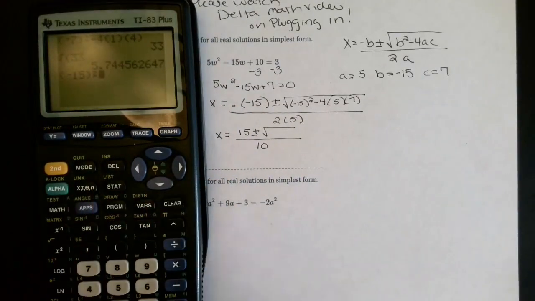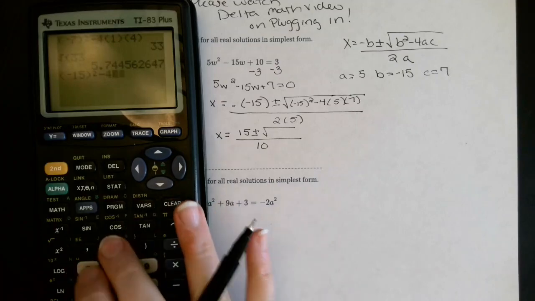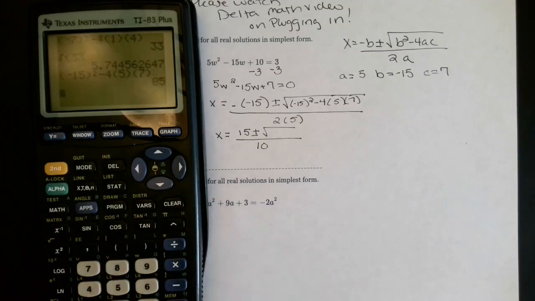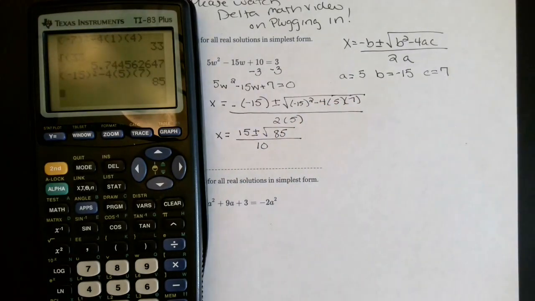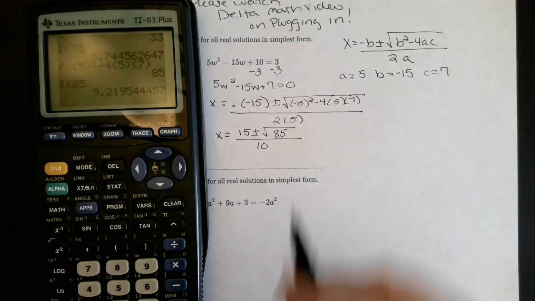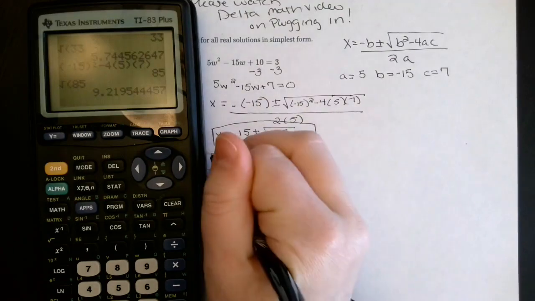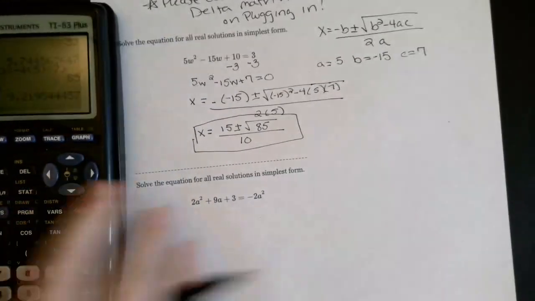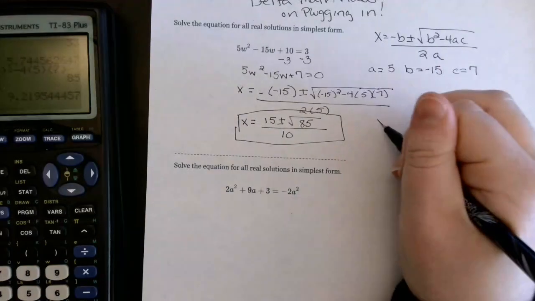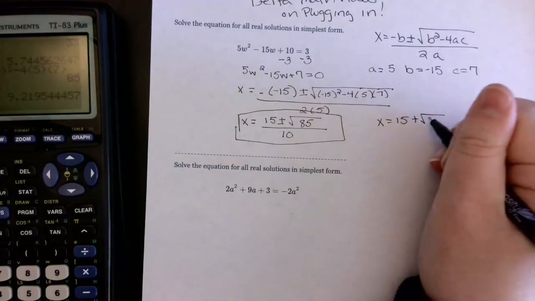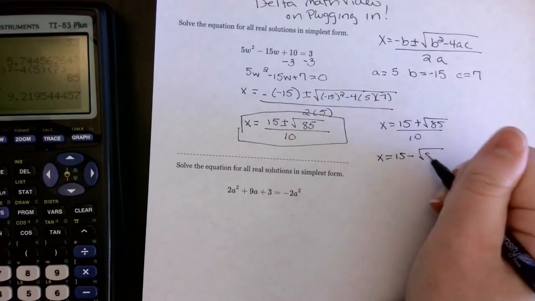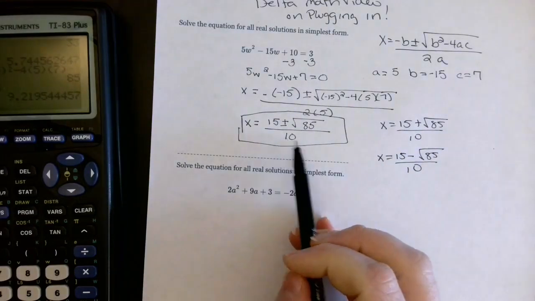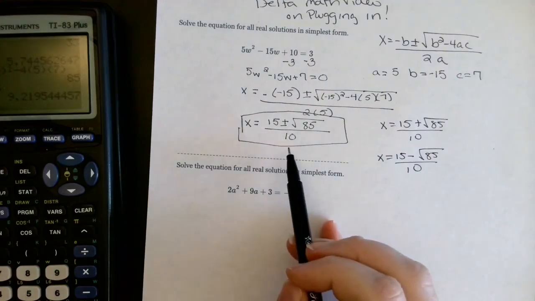Negative 15 squared minus 4 times 5 times 7 is 85. So I'm plugging in 85 underneath that square root. Let's check to see if the square root of 85 is a perfect square. It's not. So this will be my final answer. These answers just mean one answer would be 15 plus the square root of 85 all over 10, and 15 minus the square root of 85 all over 10. But DeltaMath will accept it looking just like this.